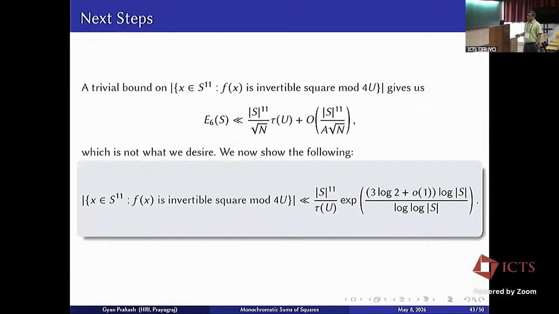So what we will prove is that this is less than S to the power 11 by tau u into exponential of 3 log 2 and so on, and then tau u and tau u cancel, and that is what will give us the result.